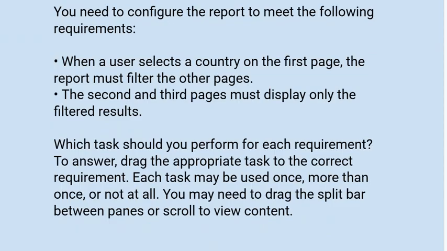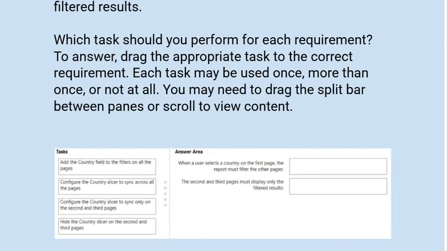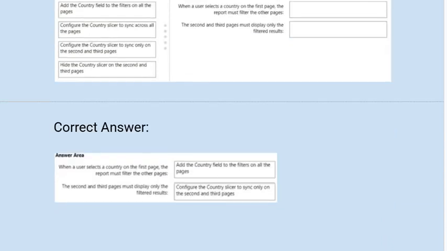Which task should you perform for each requirement? To answer, drag the appropriate task to the correct requirement. Each task may be used once, more than once, or not at all. You may need to drag the split bar between panes or scroll to view the content. Please see this section. And this is the correct answer.